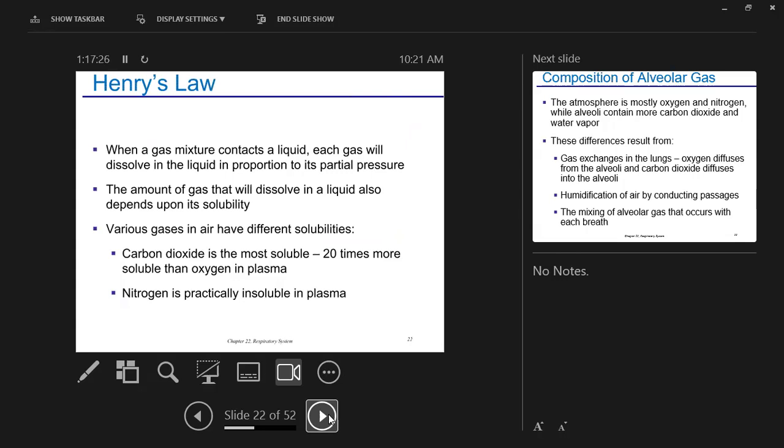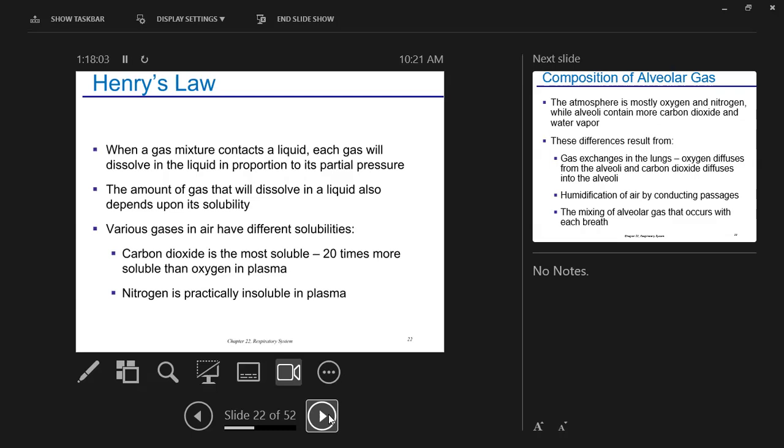So carbon dioxide is much more soluble in water than oxygen is. So we use water to carry carbon dioxide, in the form of plasma, back to the lungs. Carbon dioxide is 20 times more soluble in water than oxygen is. So we don't use water to carry oxygen. Oxygen is carried in hemoglobin because oxygen can't dissolve in water. That's what our poor little rat found out.